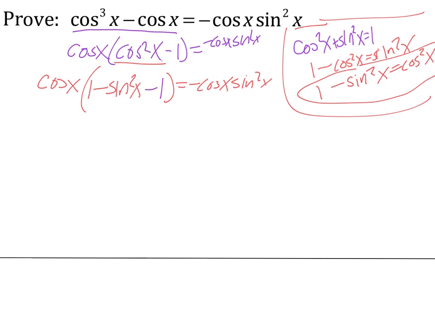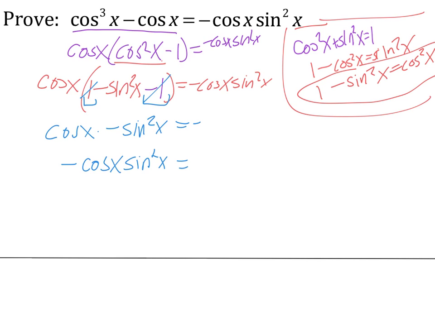I'd like you to notice that 1 minus 1 is 0. Cosine x times negative sine squared x is the same thing as negative cosine x sine squared x. So even though it didn't look readily apparent that those were the same thing, when I plugged it in to see if it worked, it happened to work. And I got something that made some sense.